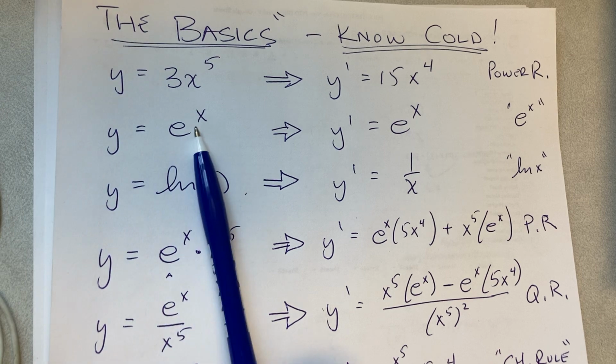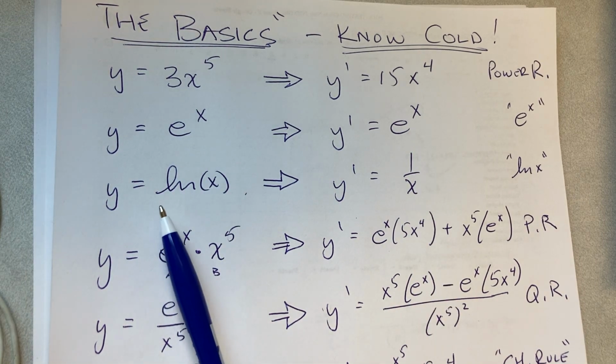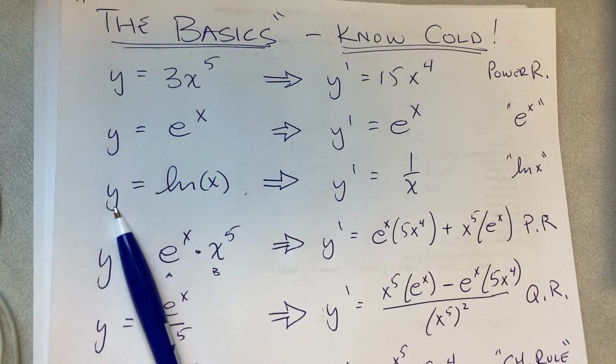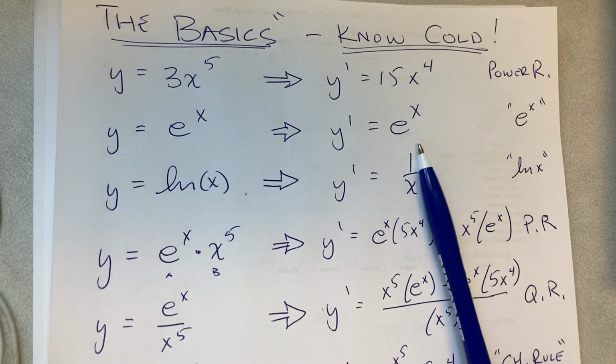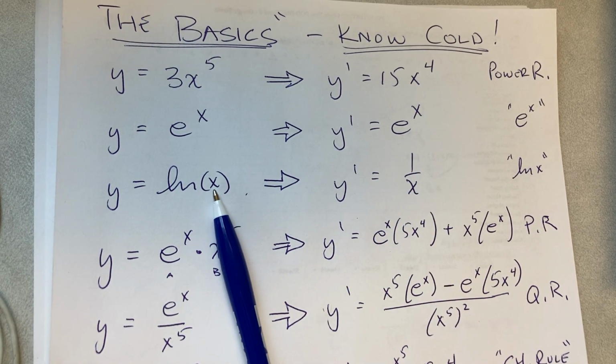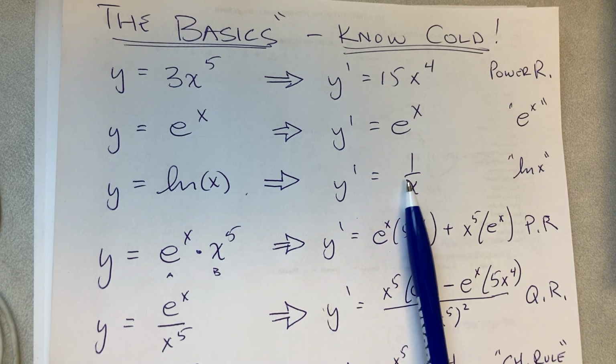Also, the derivative of e to the x, that's my favorite. It's just e to the x. Recognizing and remembering that the derivative of the ln of x is just 1 over x, 1 over whatever is inside that parentheses. Do that.